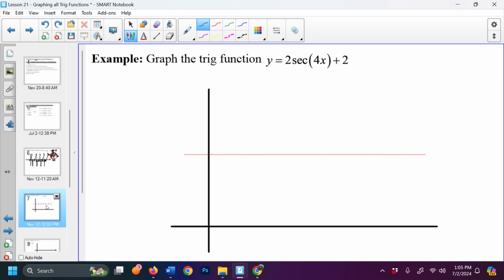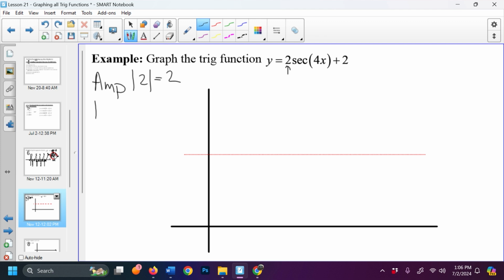We are graphing y equals 2 secant 4x plus 2. And again, we are not going to be changing our method at all. We'll go through the same steps that we did in lesson 20, and we'll start with the amplitude. That is going to be the absolute value of 2. And just to refresh, I'm referring to this 2 right here, not that one. And so the absolute value of 2 is 2.